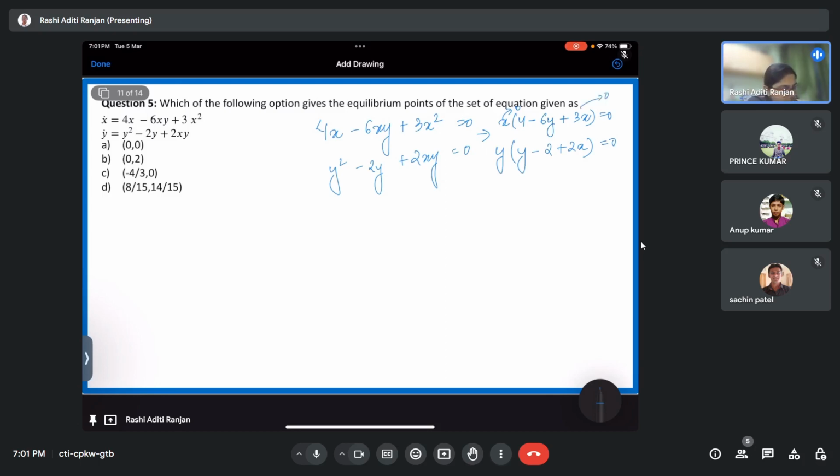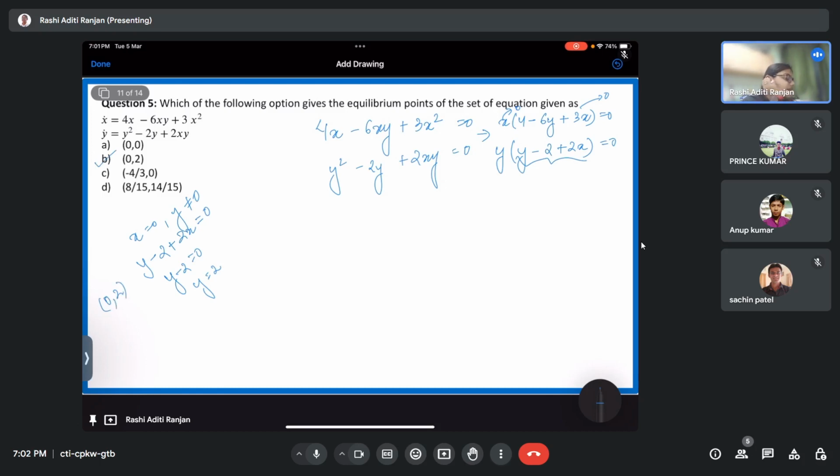So first I'll consider that my x is equal to 0. If x is equal to 0, then I would like to find what y is. For that I'll consider that y is not equal to 0. So what is going to happen? This is going to go to 0, and 2x is going to go to 0, since x is equal to 0. So I'll have y minus 2 is equal to 0, y is equal to 2. So my first fixed point is (0, 2).